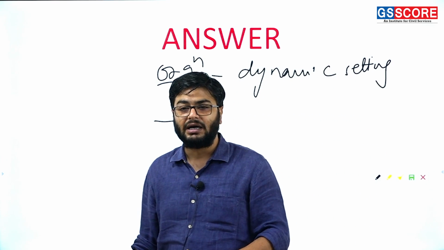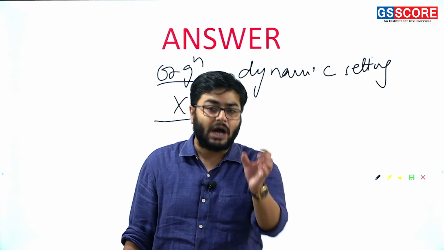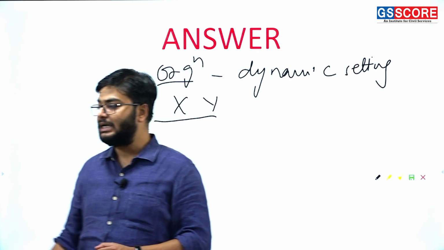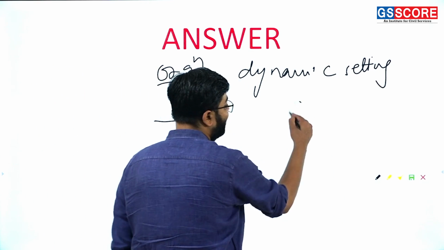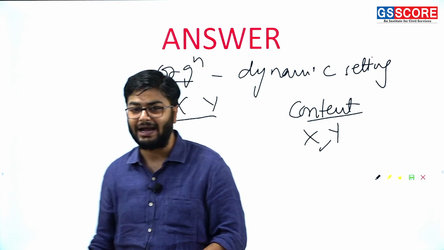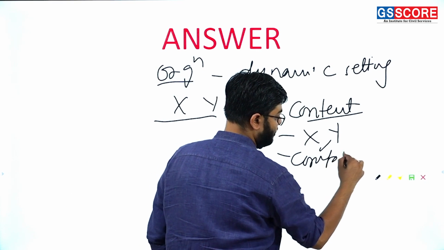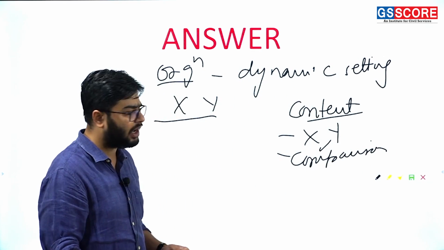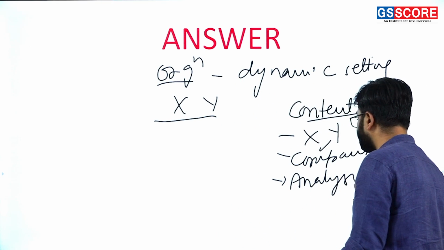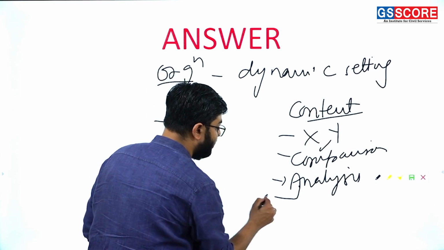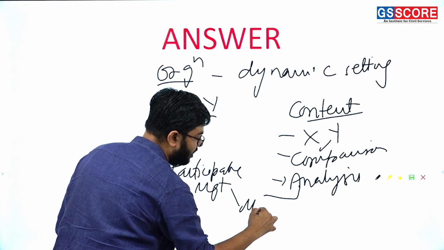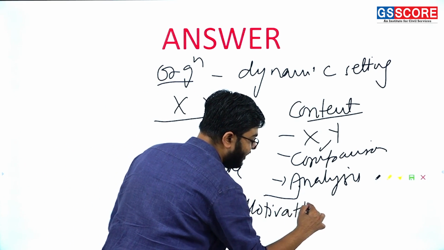theory X and Y represents two models on how motivation gets manifested in an organizational setting. Then, of course, as content, we'll have to use the characteristics of theory X and Y and their comparison, something that I did just now. Along with the comparison, we will have to make analysis. Analysis vis-a-vis the participative management and the concept of motivation.